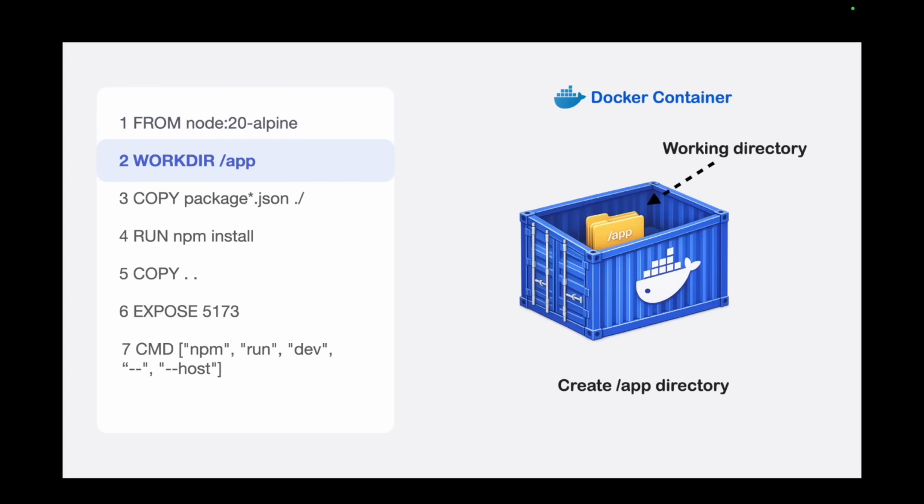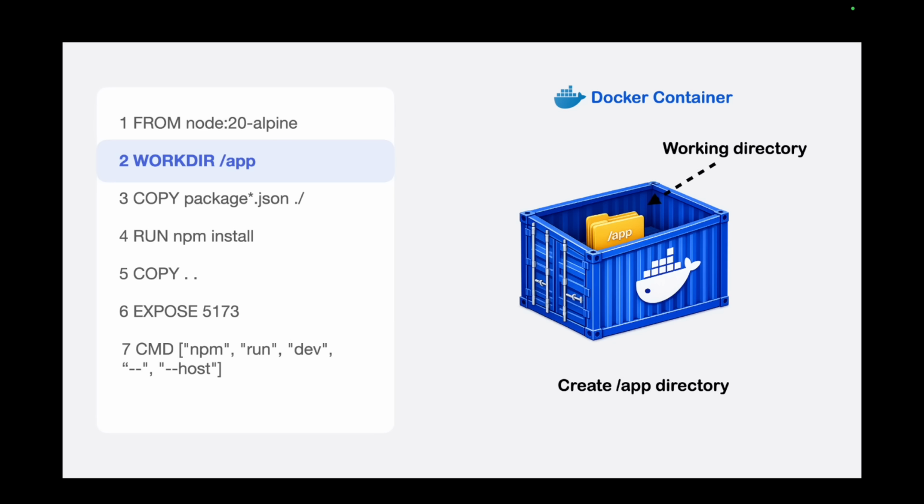Now let's have a look at another instruction, that is WORKDIR /app. This means that it is going to create a folder called /app inside the container and set it as the current working directory. And after this line, every command is going to run inside /app. So friends, think of it as mkdir /app and cd /app. It's equivalent to these two commands.